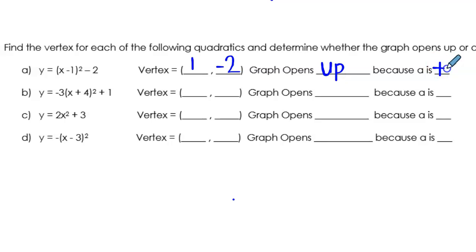because a is positive. What do you mean a is positive? There's no a out here. Well, remember, we can put a 1 in front of anything. It doesn't change the value. And if we put a 1 out here, it would certainly be positive. So it's going to open up.